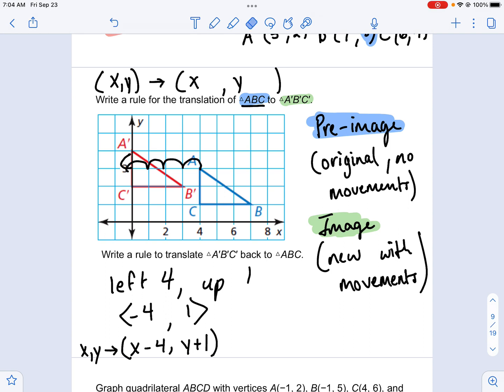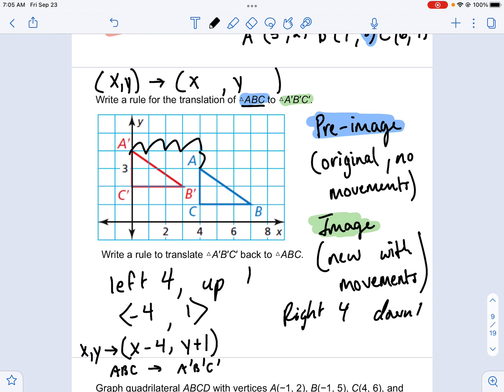Well, okay. So now we want to go the other direction. This was A, B, C to A prime, B prime, C prime. Let's see, it looks like it's 1, 2, 3, 4, right 4, down 1. Well, that's easy enough. That's positive 4, negative 1. X plus 4, y minus 1.